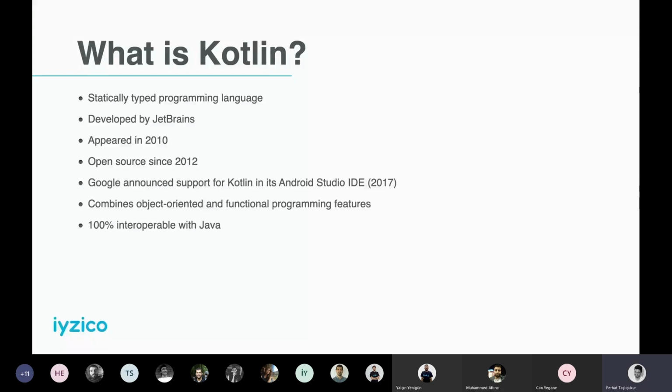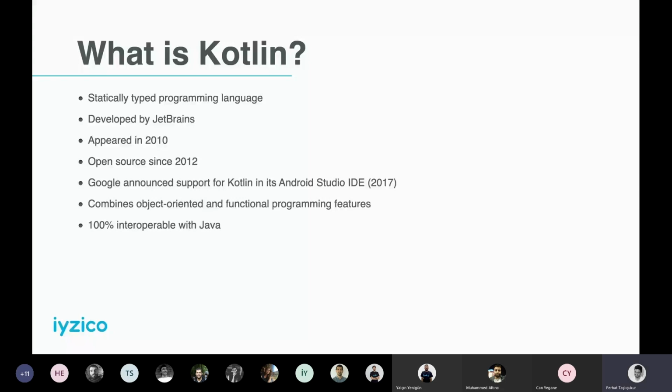Kotlin was developed by JetBrains. You know JetBrains from IntelliJ. Development started in 2010, and after 2 years, in 2012, it became open source. Google announced support for Kotlin in its Android Studio. Now, more than 50% of professional Android developers are using Kotlin to develop their apps.